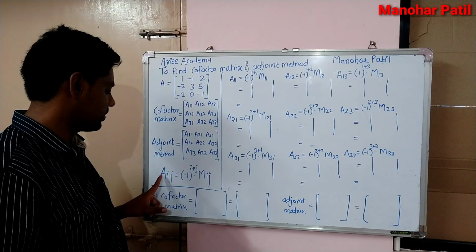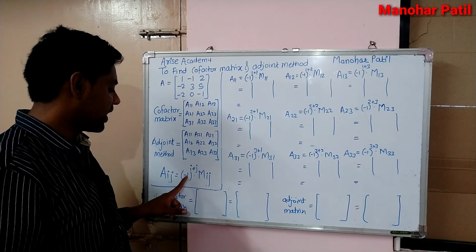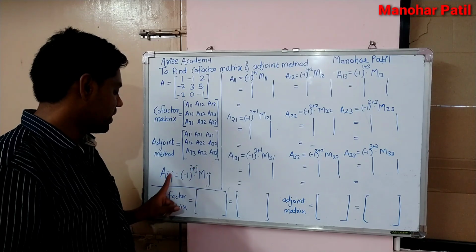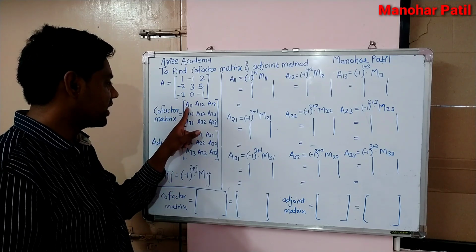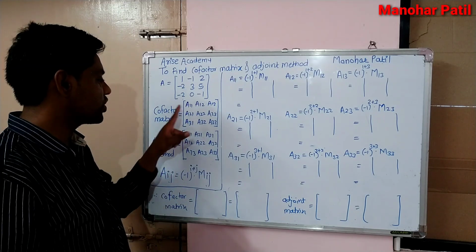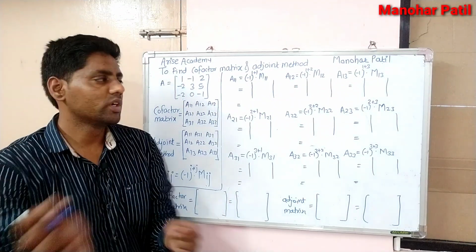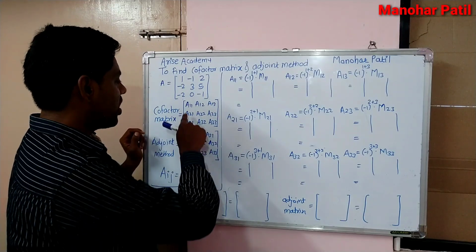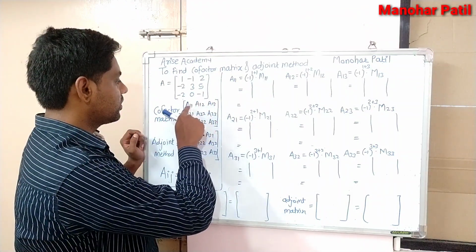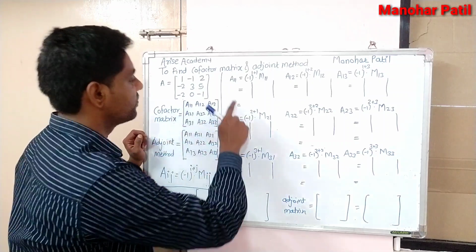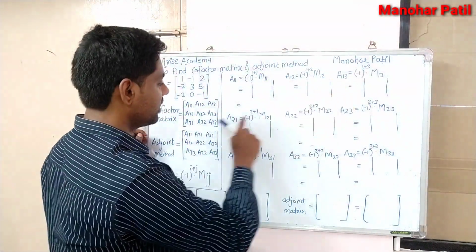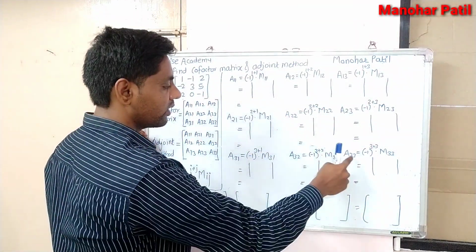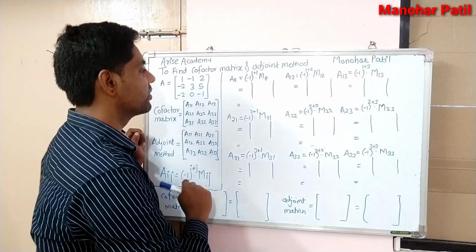This is the most important. Aij is equal to (-1) raised to i plus j into the minor of ij. Here i means the row position of the element and j means the column position of the element. So let's start. Here we have to find all the cofactor element values: A11, A12, A13, A21, A22, A23, A31, A32, A33. This is a simple format.